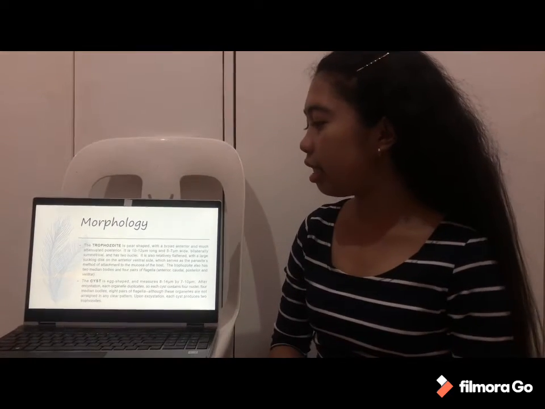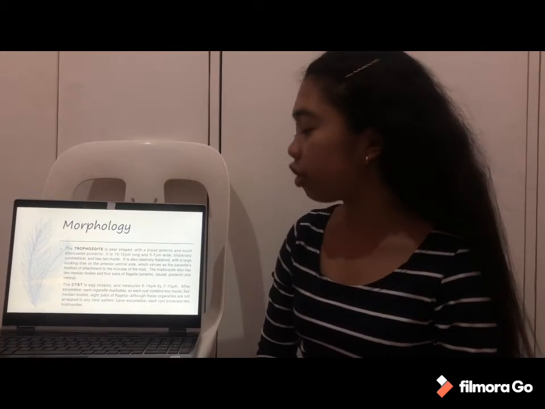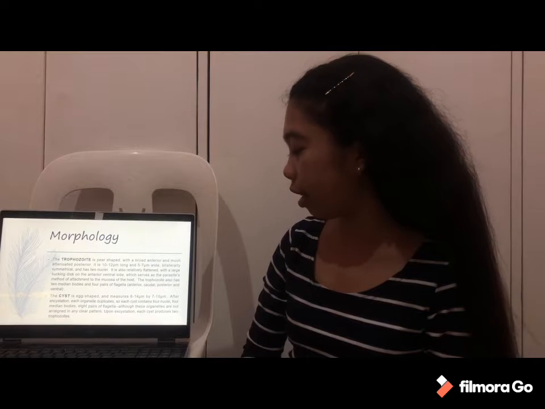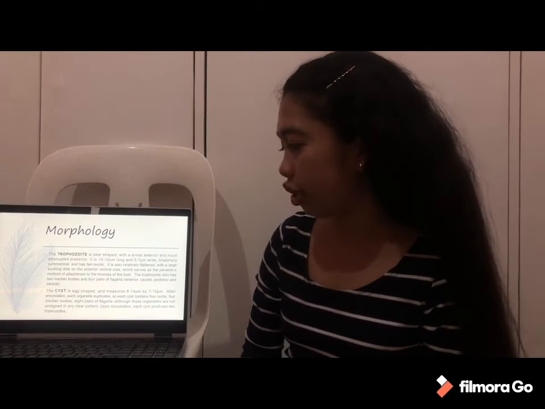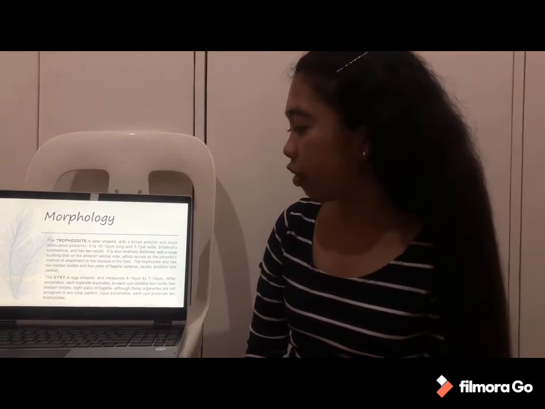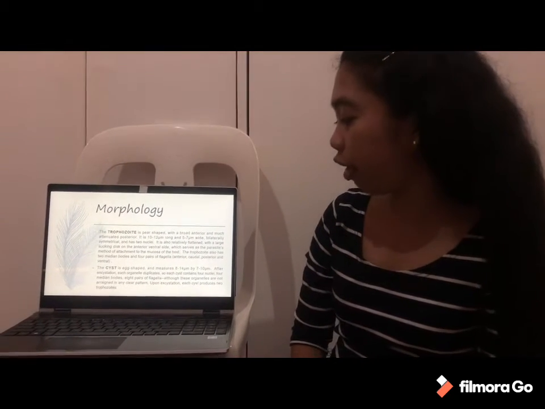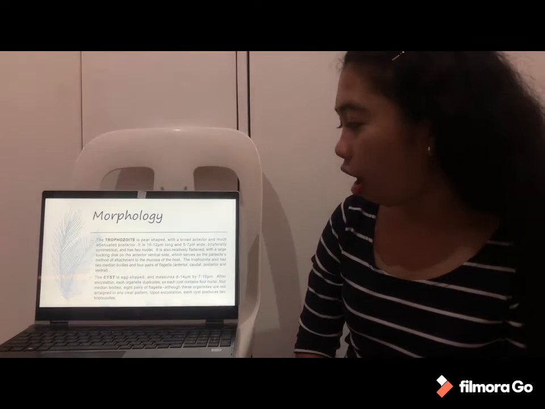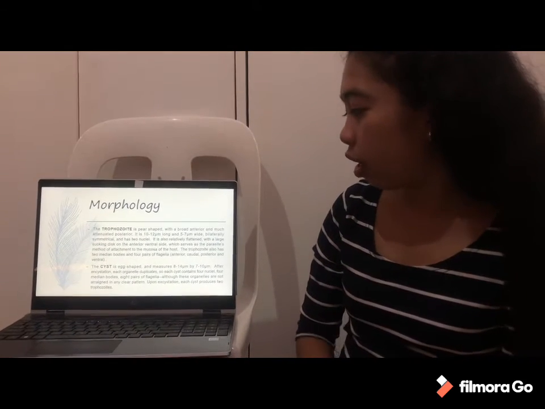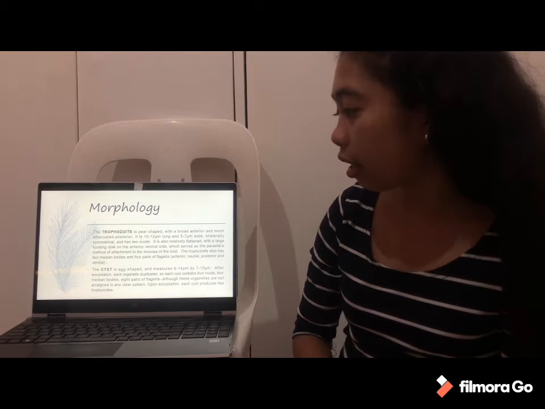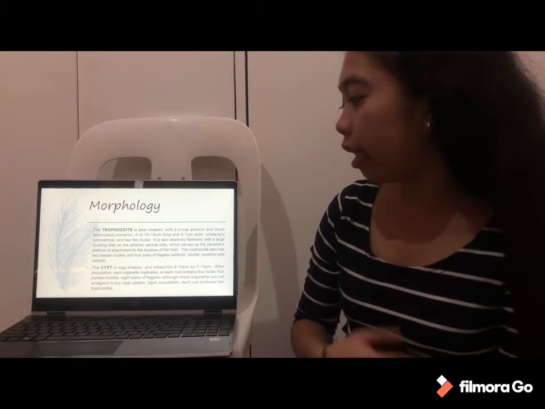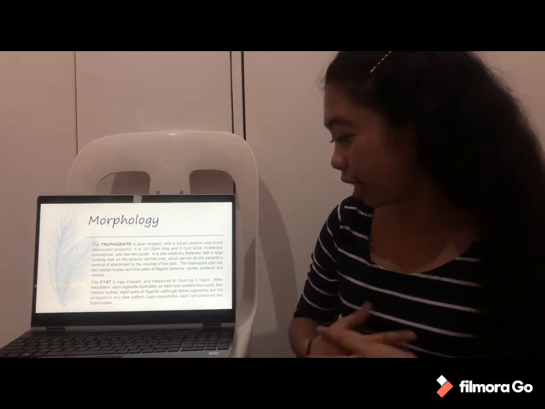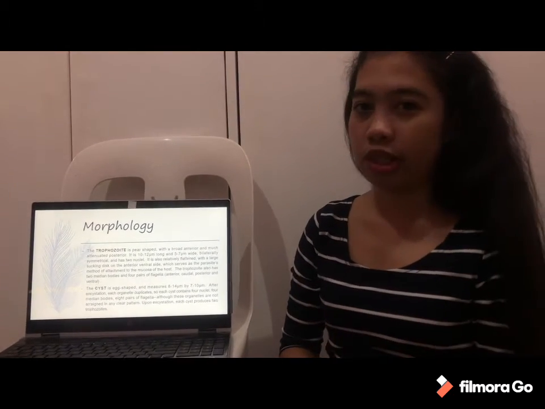The cyst is egg-shaped and measures 8 to 14 micrometers by 7 to 10 micrometers. After encystation, each organelle duplicates, so each cyst contains 4 nuclei, 4 median bodies, and 8 pairs of flagella. These organelles are not arranged in any clear pattern. Upon excystation, each cyst produces two trophozoites.